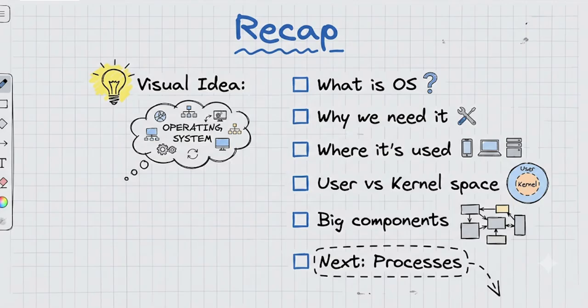We introduced the idea of user space versus kernel space and system calls as a bridge between them. We also outlined the four big components of the OS: process and memory management, file systems, device input output management, and the last one, security and protection. From the next video onwards, we'll be going deeper into the OS architecture, then processes and CPU scheduling.